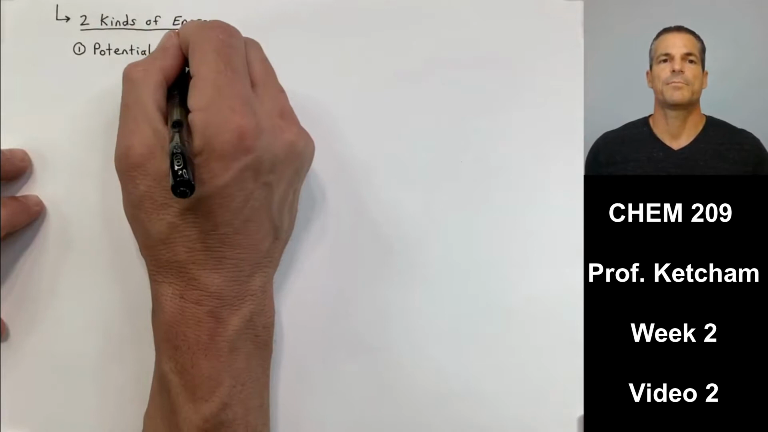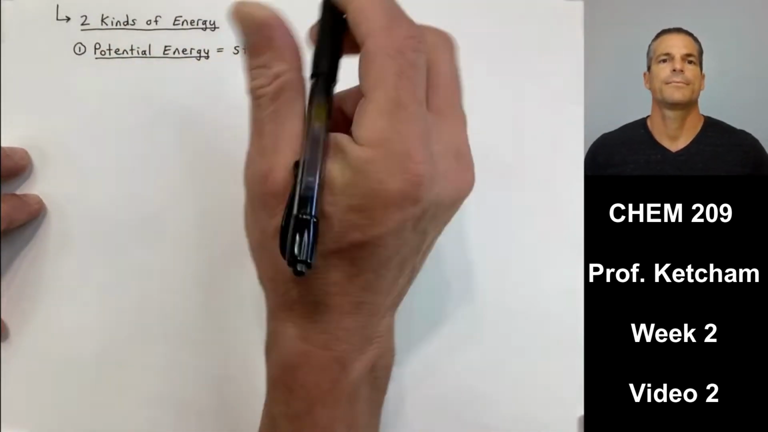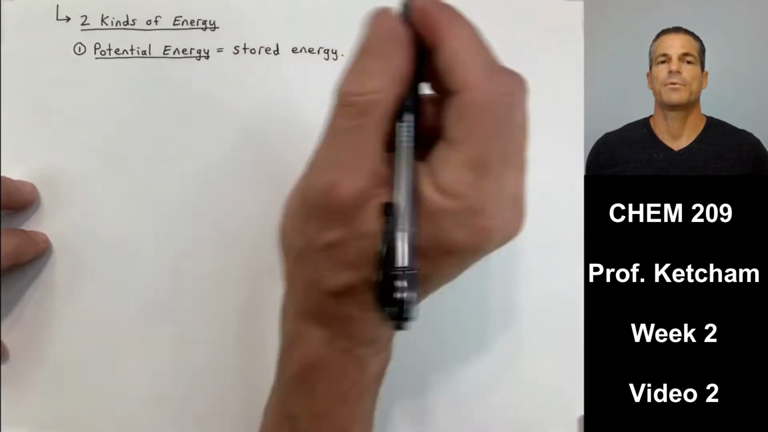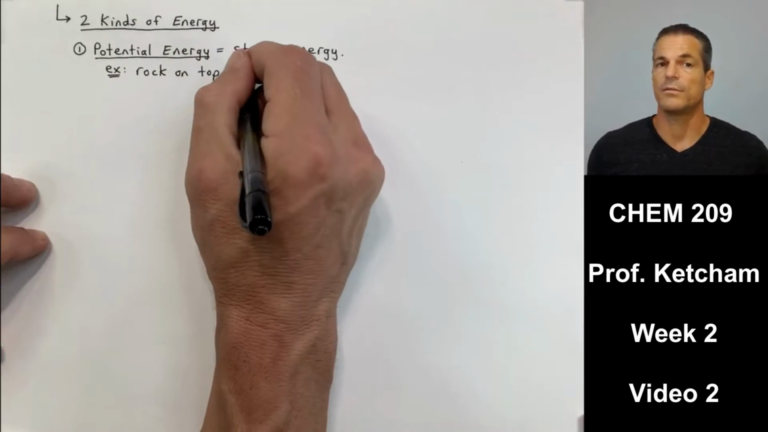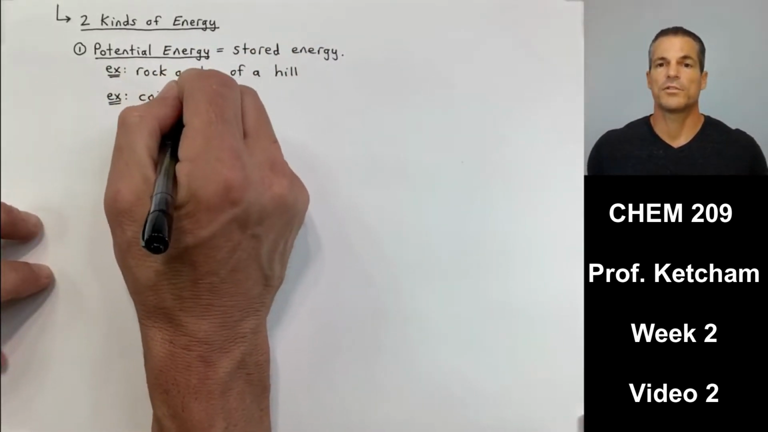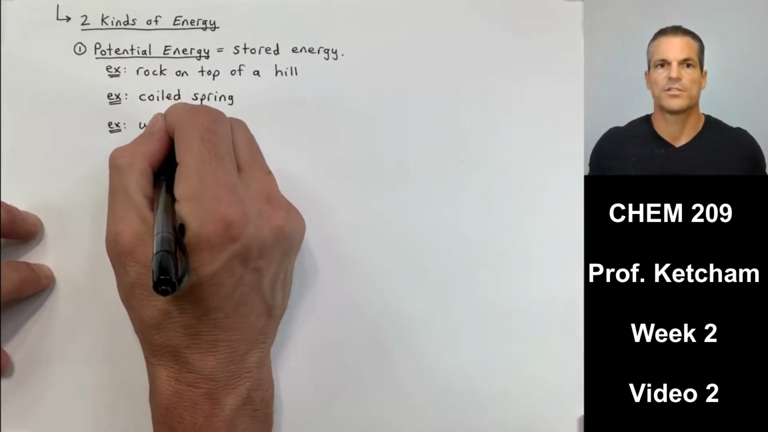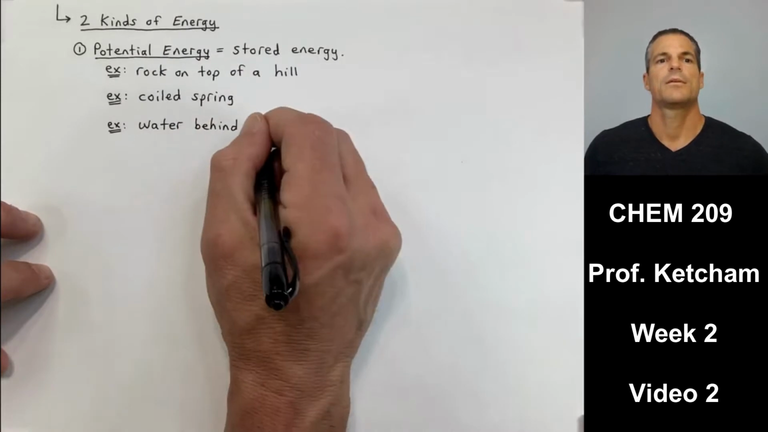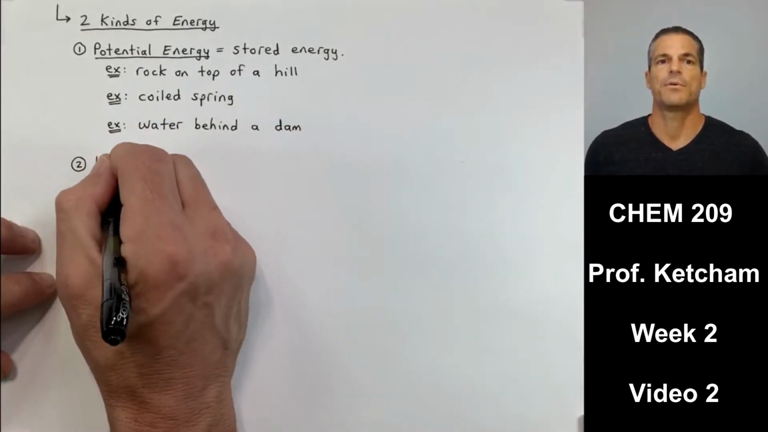The first one is potential energy. This is stored energy. Examples of potential energy, I'll give you several. A rock on the top of a hill certainly has a lot of potential energy. Another example, a coiled spring. If you take a spring and push it, it's like a wound up or coiled spring. It has a lot of potential energy. Water behind a dam, potential energy example. So you get the idea.